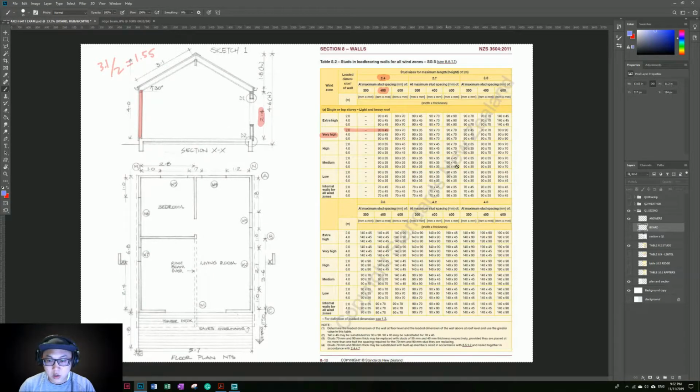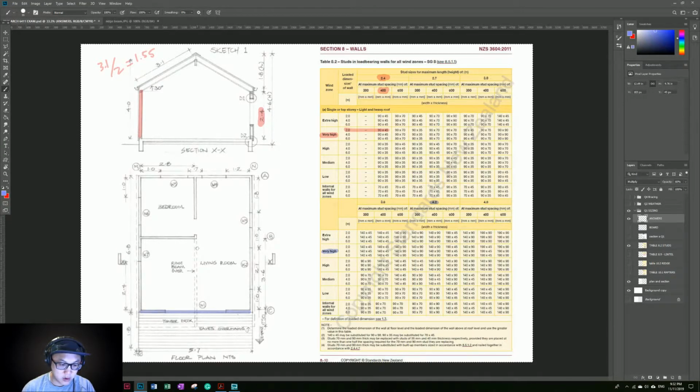So now we need to size it. The wall height is about 4.2, still in a very high wind zone. So now we need to find out what the loaded dimensions are. What are the elements that this wall is carrying?